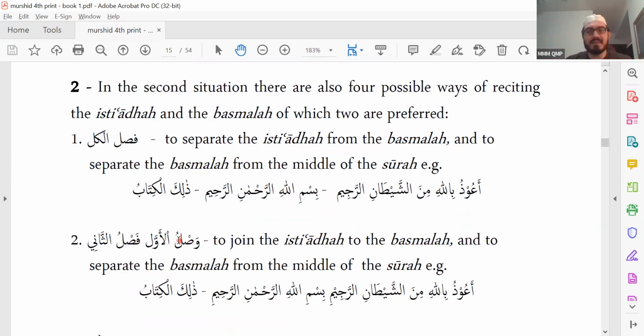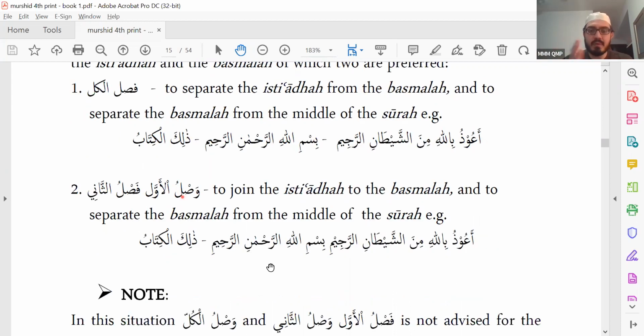Number 1, you disconnect everything, very simple, right? So, أعوذ بالله من الشيطان الرجيم. بسم الله الرحمن الرحيم. مالك يوم الدين. Or the example, ذلك الكتاب. I start in the middle of the surah. Number 2, وصل الأول فصل الثاني.